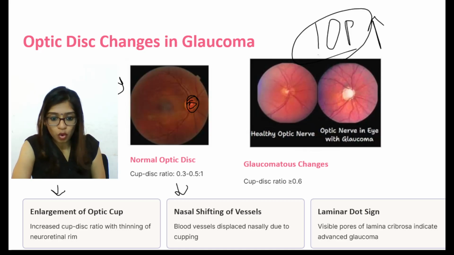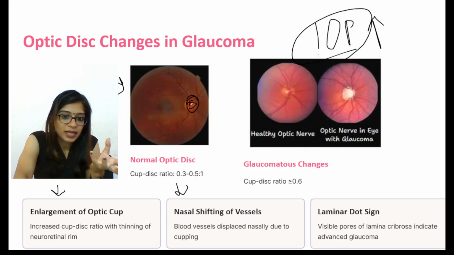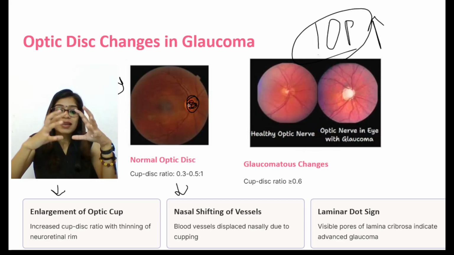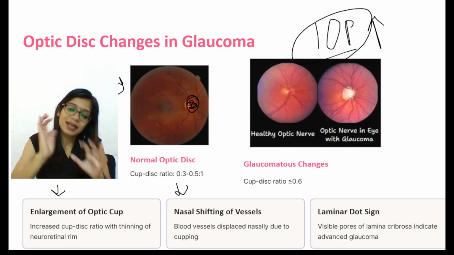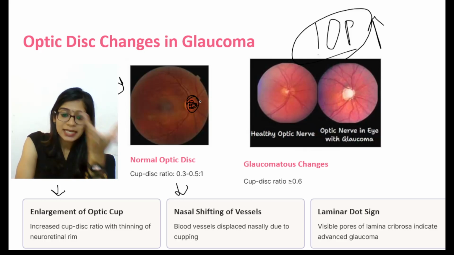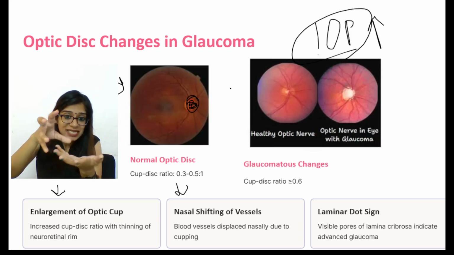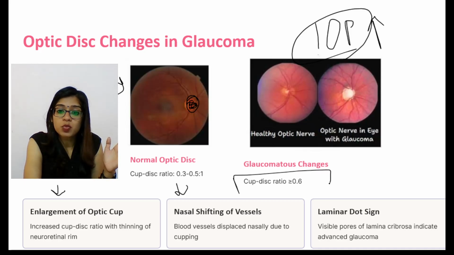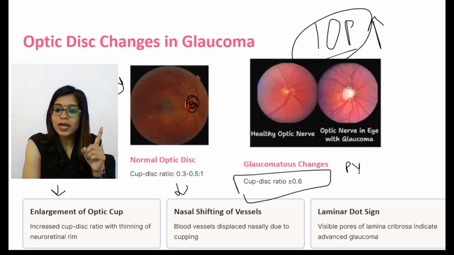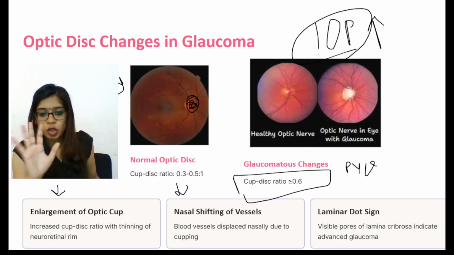Now, in glaucoma, there is enlargement of the optic cup. The inner circle, that depression area, this inner circle here, there is enlargement of that optic cup. That is the first point. In a normal optic disc there is a ratio of the cup to the entire disc. Normally 0.5:1. But in glaucoma, that cup inside the inner circle enlarges, so the cup to disc ratio becomes more than or equal to 0.6. This is a PYQ. What is the normal cup to disc ratio? 0.5, a range of 0.3 to 0.5. 0.5:1, remember it like that.